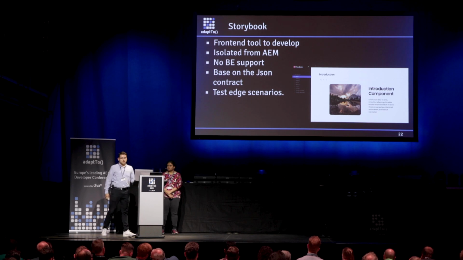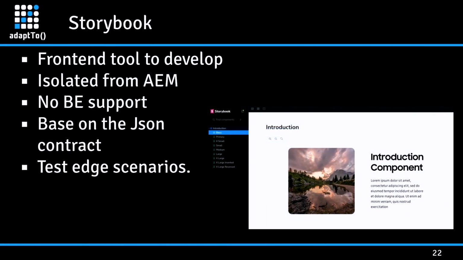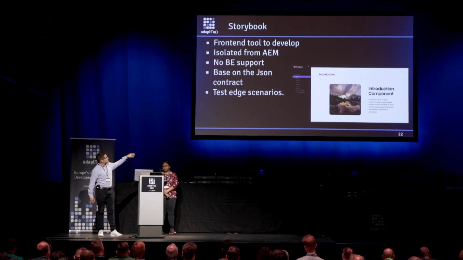Then, from the front-end perspective, I don't know if you are familiar with Storybook, I guess so. It's a tool for front-end developers, and in my experience, maybe not yours, front-enders don't want to deal with AEM and install AEM on their local machines. So we decided, okay, let's use Storybook. It's a front-end tool. The front-enders work isolated from AEM. And with this tool, because everything is based on the contract JSON, they don't need support from the backenders to have their AEM instance up and running locally, right?